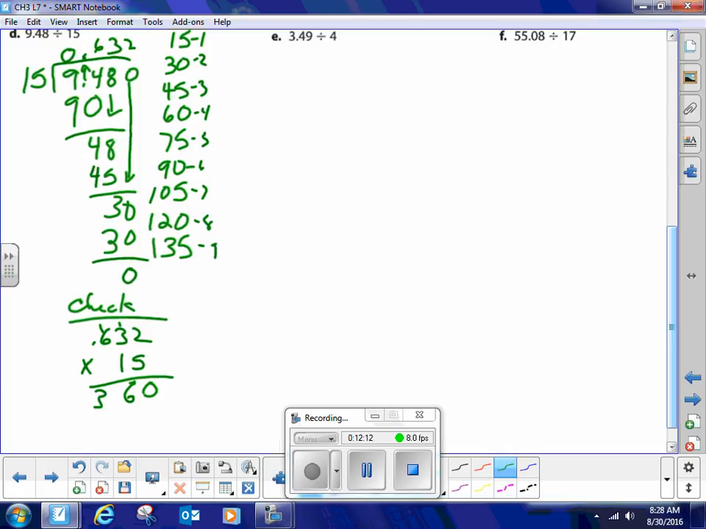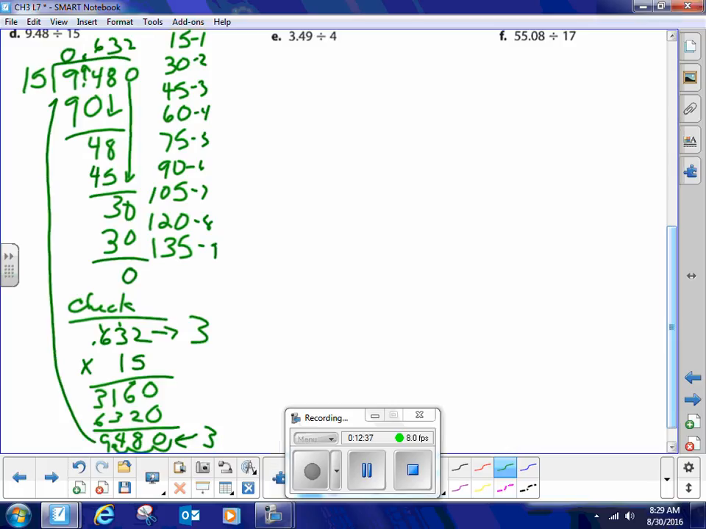6, and then that's 31. 0, 2, 3, 6, 8, 4, 9. All right, I got to give myself, how many wobbles? I got to give myself 3 wobbles. 1, 2, 3. Excellent. That's our dividend, right? 9.48. Excellent. It checks out. That needs to equal that. That's great. It's fantastic. All right, on to the next one.